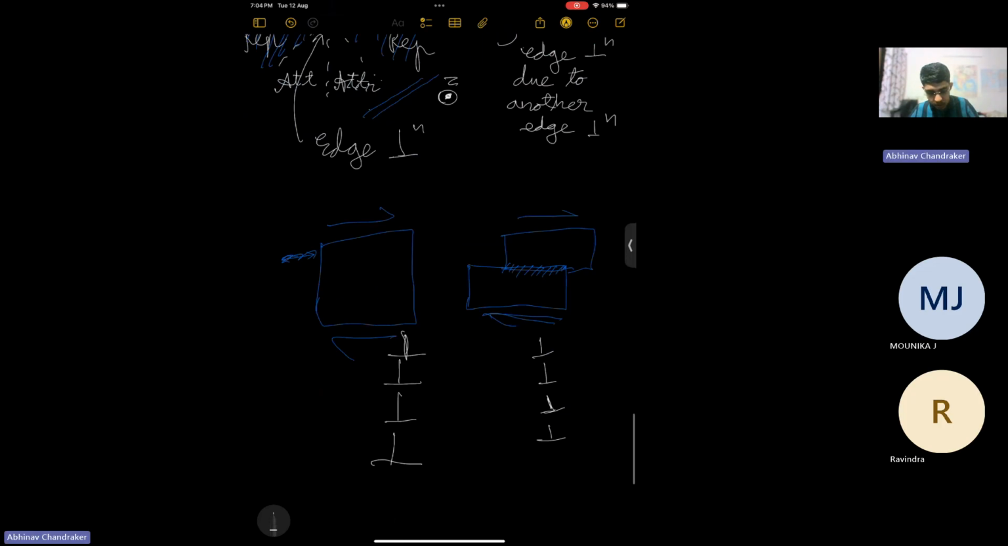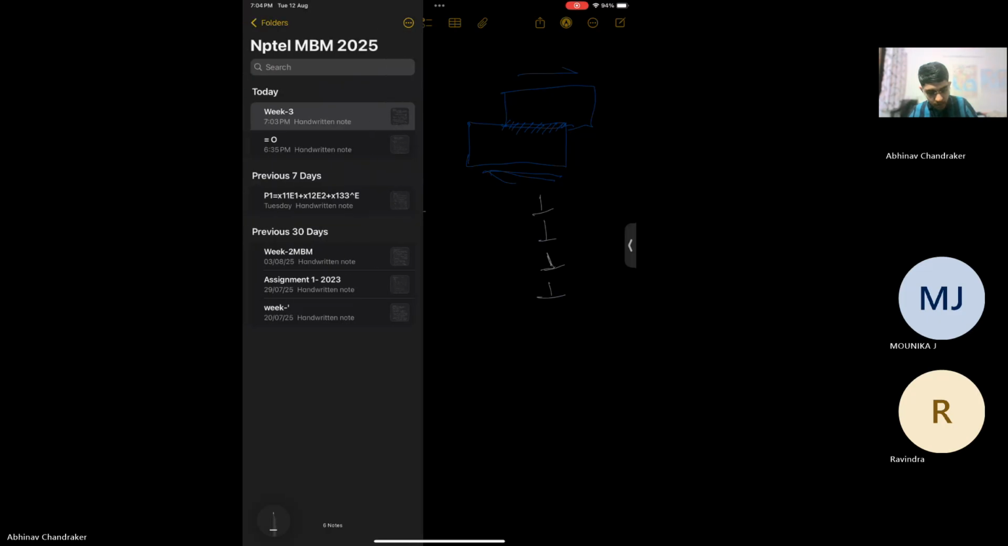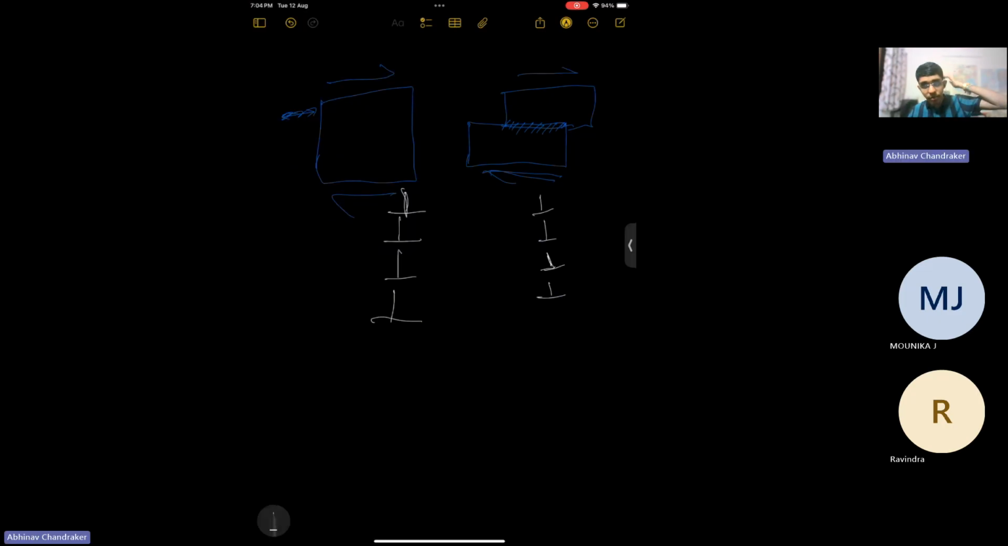So in materials, you will often see that dislocations are piled up and forming certain structures like these. We sometimes call them cell walls or cellular structures. This is due to dislocations piling up. So that was all which was covered in week 3.